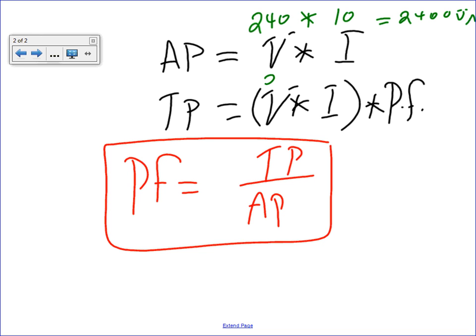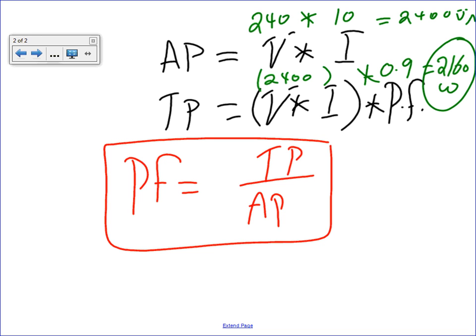So suppose my power factor was given. Here's my 2400 volt-amps. Multiply this by, suppose my power factor was 90% as it should be, 0.9. What would that give me? 2400 times 0.9? 2160 watts. So out of the 2400 that Excel makes available for me, I'm only utilizing 2160 out of the 2400.